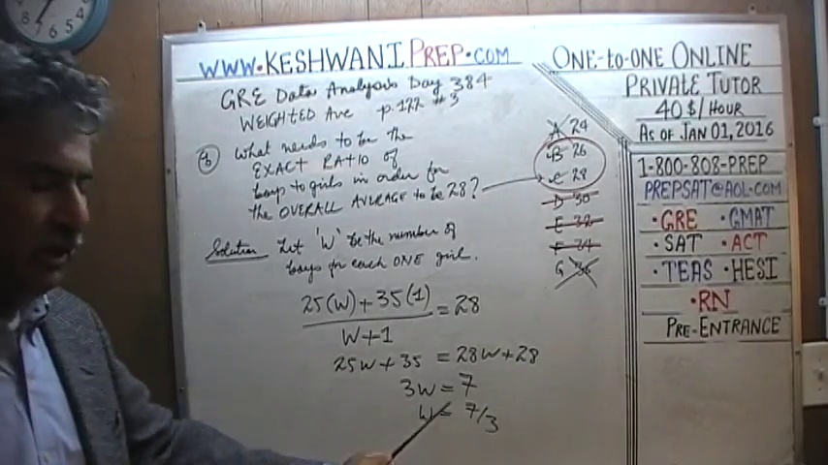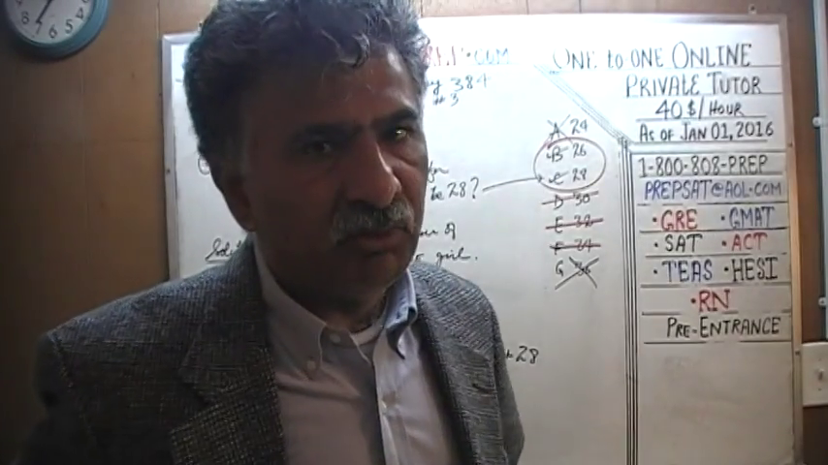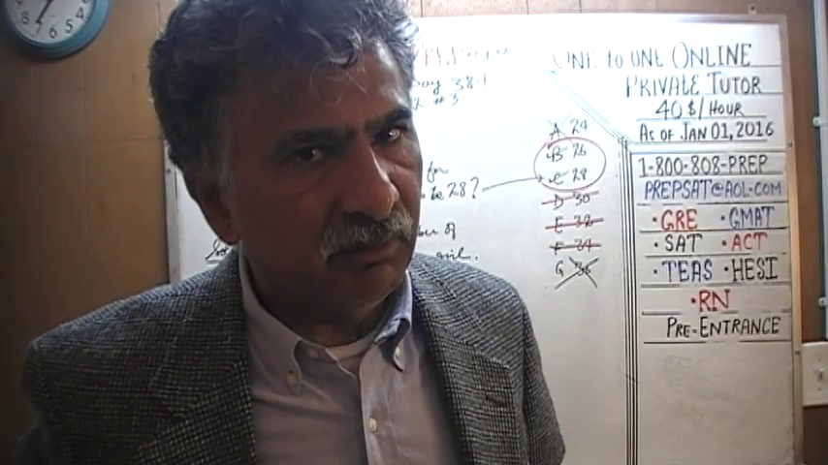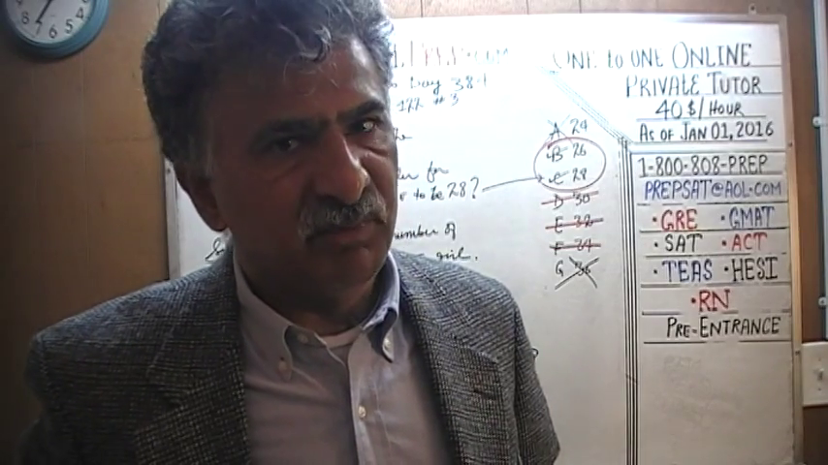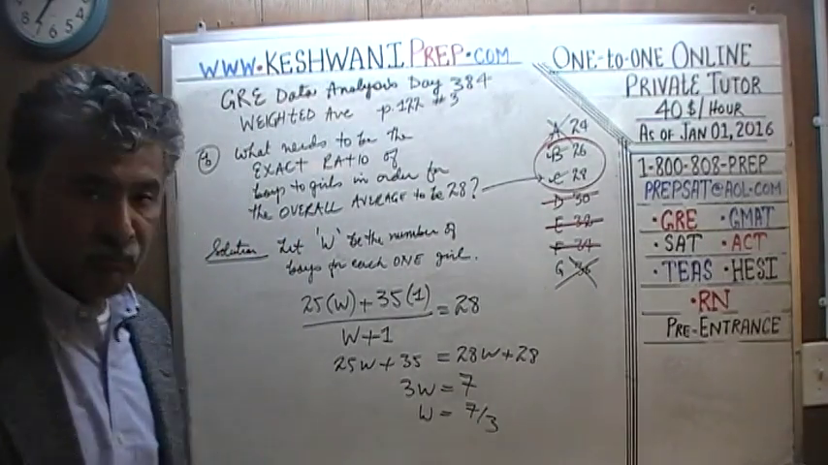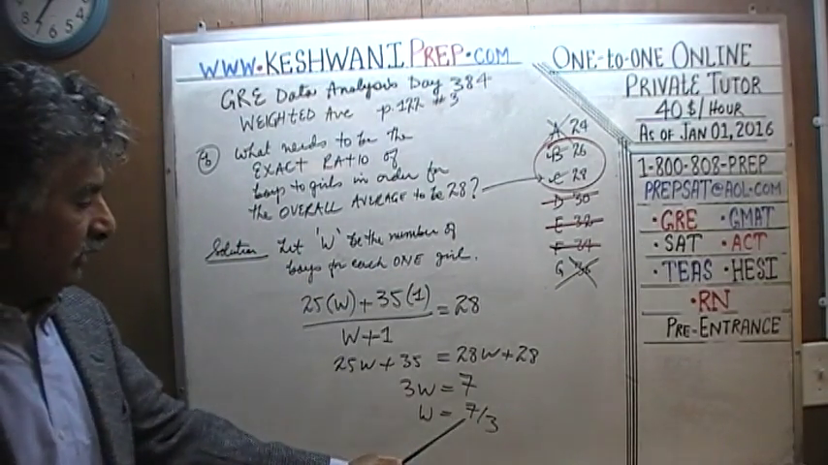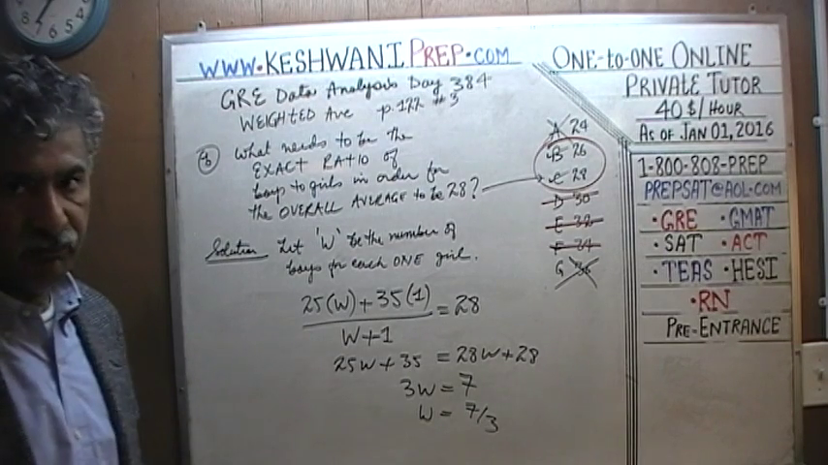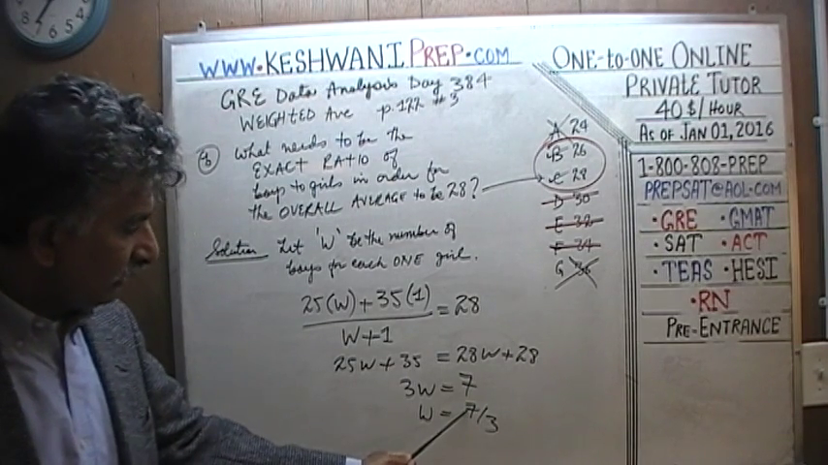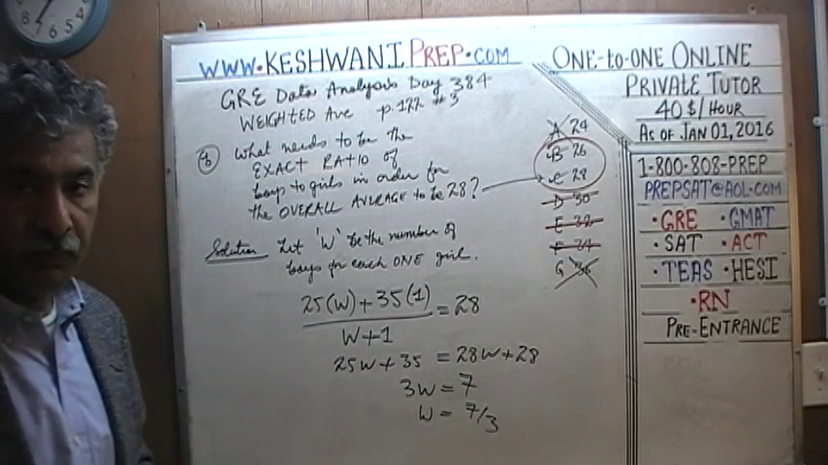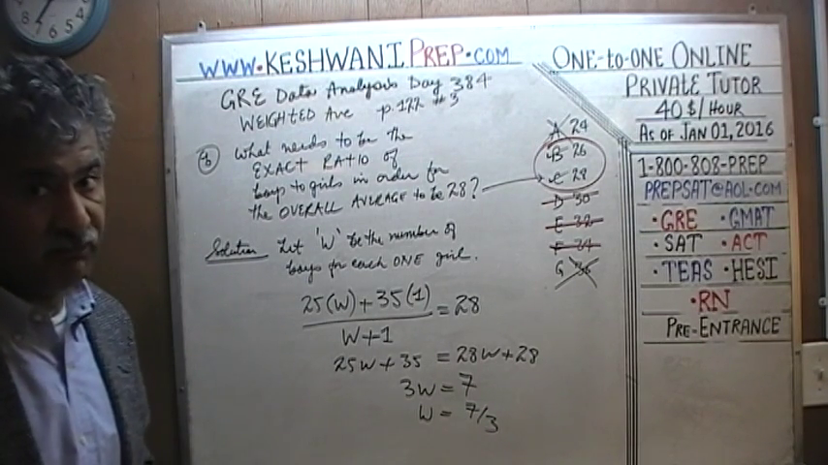As we said before, it is impossible for W to be 3/7 because we cannot have 3 boys for each 7 girls. It has to be more than twice as many boys, which is exactly what we found. We just found that in order for our overall average to be 28, we need 7 boys and 3 girls. For every 3 girls in the class, there are 7 boys. If you like, you can verify this. It's not that difficult to verify.